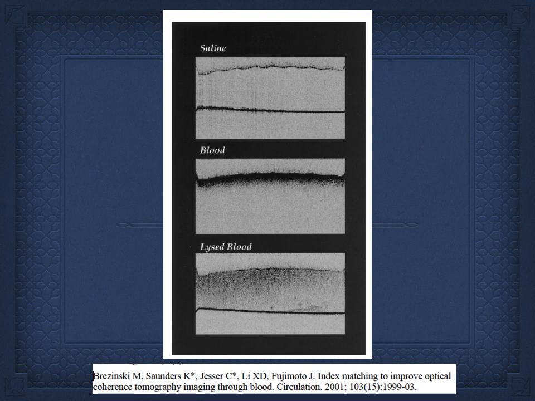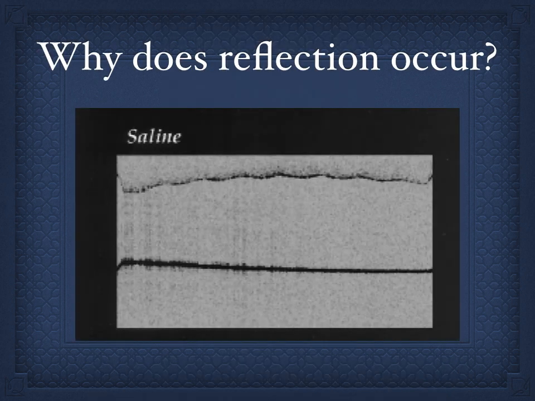And then we lysed the red blood cells and resuspended them. So all the material's still there. There's cell membranes, there's mitochondria, there's organelles, and we got back over 75% of the signal, and similar results with plasma. So it clearly was not the cell membranes or the organelles.